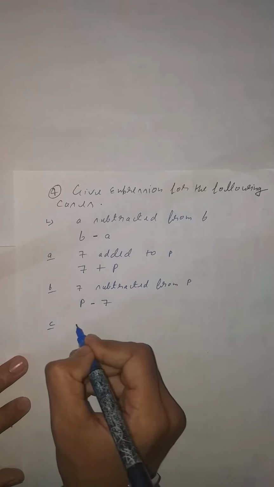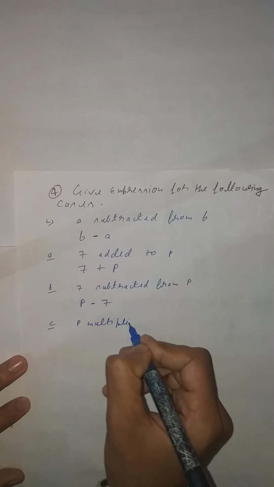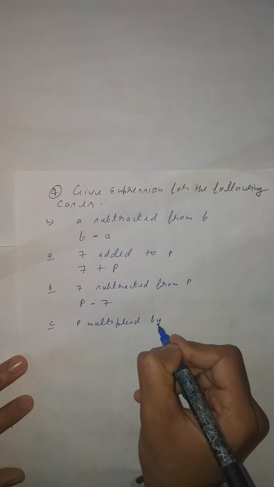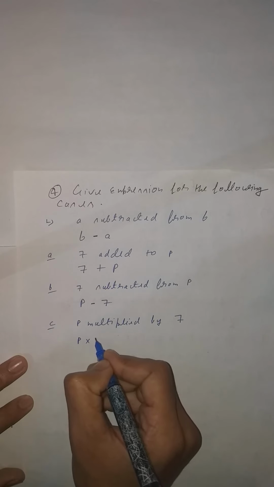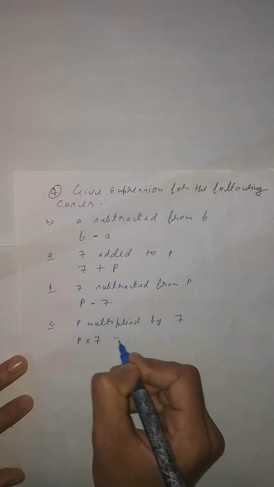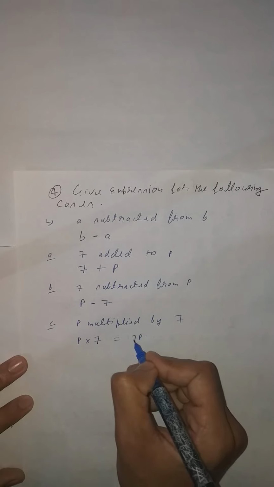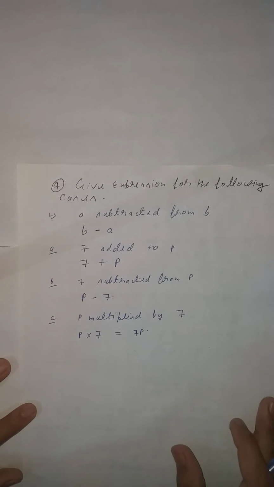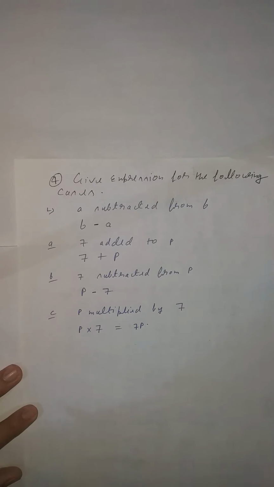Now come to the next. C is given, P multiplied by 7. Clear? That means P, multiply sign, 7. So P into 7, you can write 7P or P7. Anything you can write. Clear? Here 'by' is given, but it doesn't mean divide. It doesn't mean divide because here multiplied is given. So you have to do multiplication.